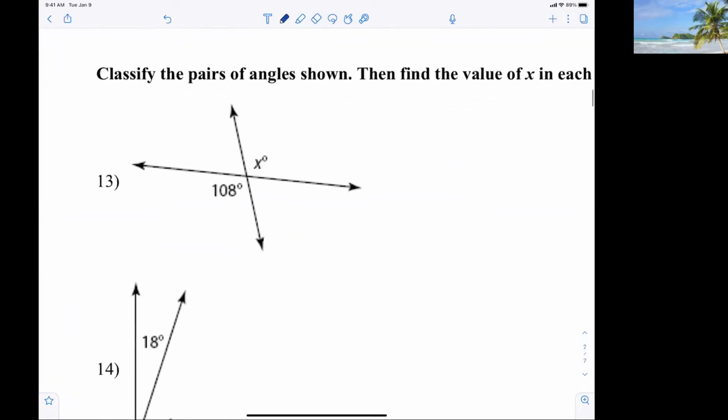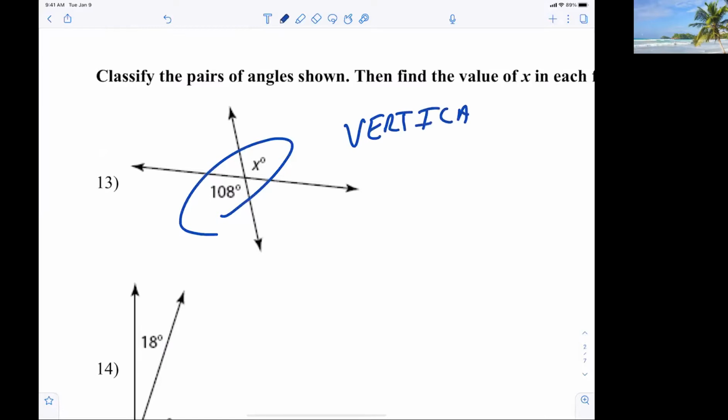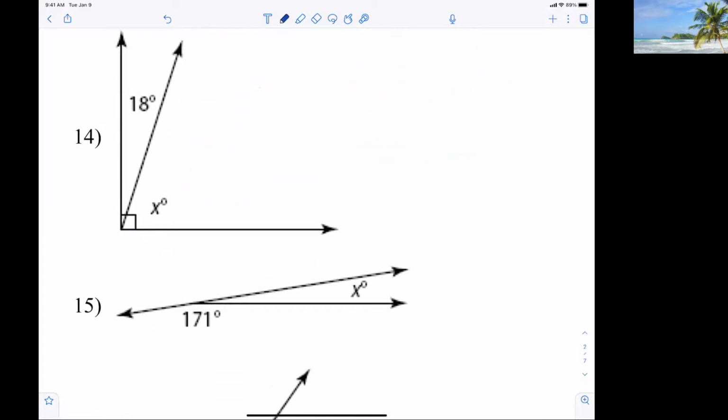Next, classify. So what are these two angles called? I'm on coal. What are those angles called? Vertical. And what is X then? Yes. So I want everybody to write vertical. And then you're going to put X equals 108 degrees.